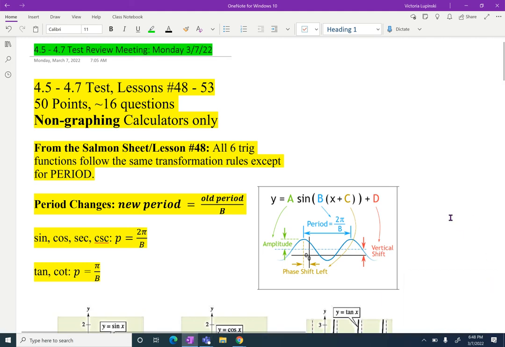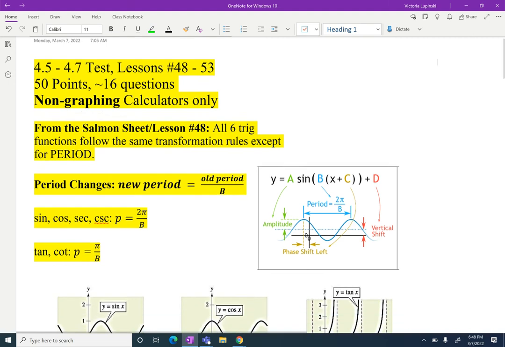Okay, so again, just to point out the specifics about the test, it's from 4.5 to 4.7 technically, although some of the background trig information you certainly have to know, but it's lessons 48 to 53. It is 50 points, 16 questions, although not every question is created equally. I think there's a couple of multiple choice and then maybe one or two that have multiple parts. So 16 questions, whatever that means to you. And remember, it's non-graphing calculators only.